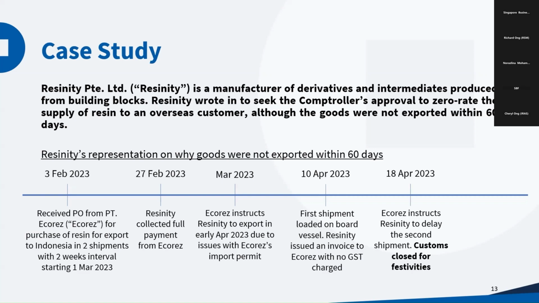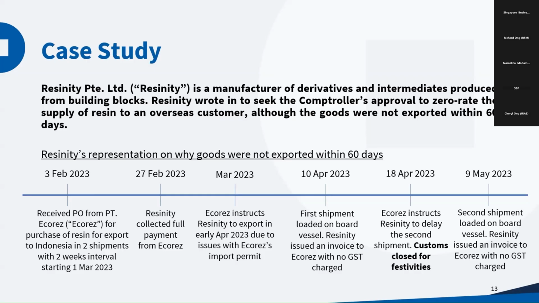On 18 April 2023, Ecoris asked to delay the second shipment because their customs was closing for festivities. And finally, on 9th of May 2023, the second shipment went out and Vicinity issued an invoice to Ecoris with 0% GST.